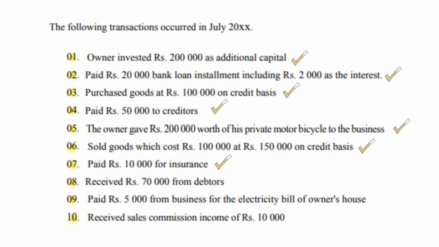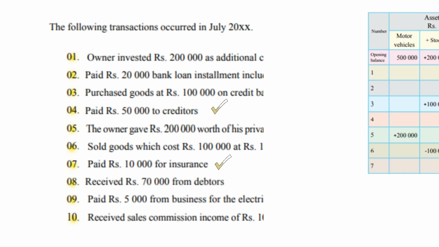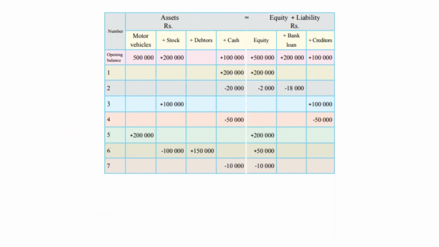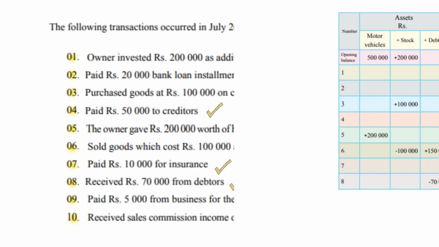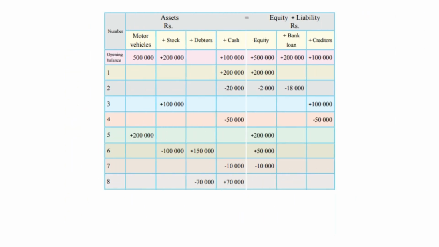Yes, it's equal. Next transaction is paid rupees 10,000 for insurance. So here from cash deduct 10,000, and also deduct 10,000 from equity since it is an expense. Then next is received rupees 70,000 from debtors. So here we have to deduct 70,000 from debtors and add to cash.